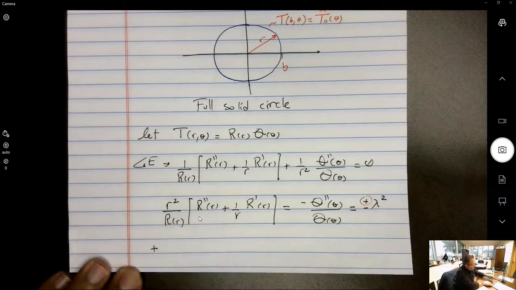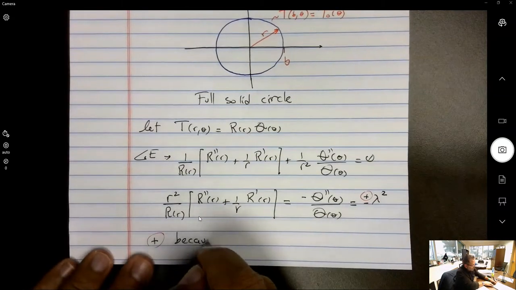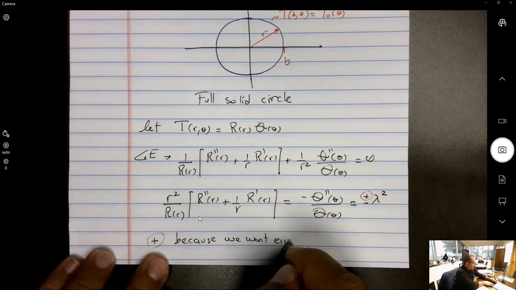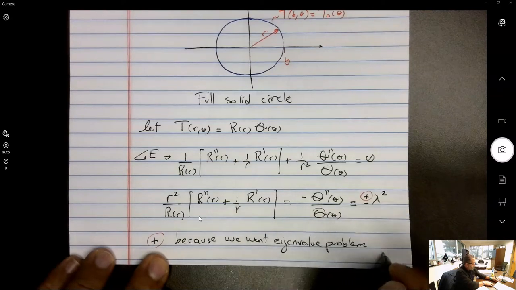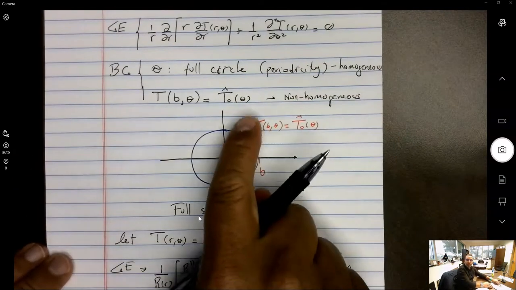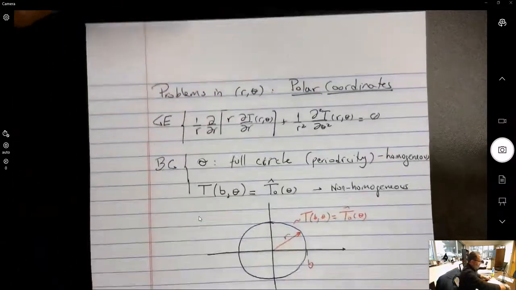Positive because we want an eigenvalue problem in the theta direction, because the problem in the theta direction, as you can see, is periodic. That means homogeneous. All right, let's continue.